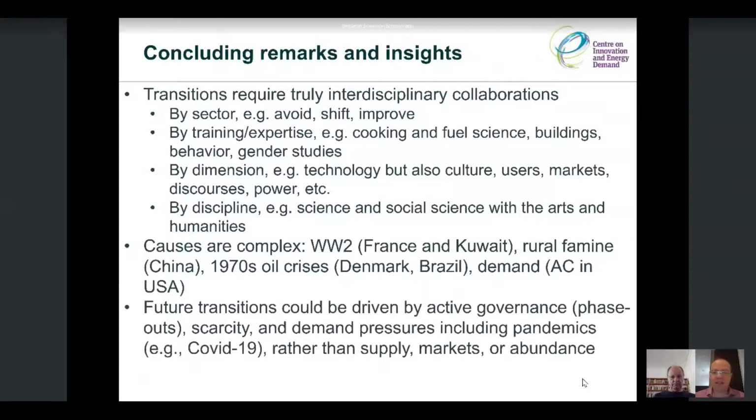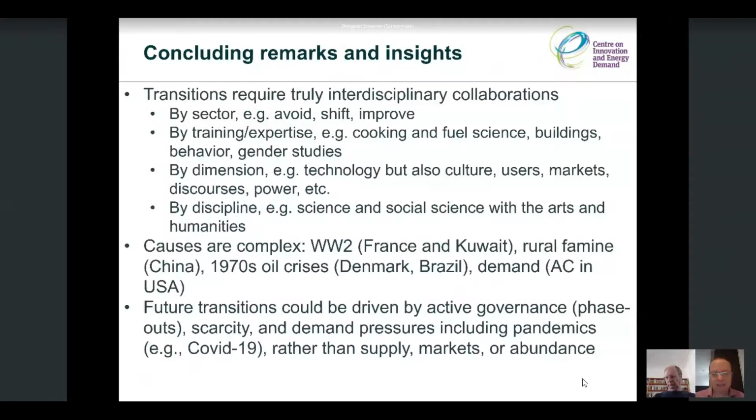Future transitions, though, I think, can have different causes. And let's hope we don't need world wars, famines, and global crises to stimulate future transitions. But they can be driven by active governance rather than reactive governance. They might be driven by scarcity rather than abundance. And they might be stimulated by changes in demand, like pandemics, rather than changes in supply.